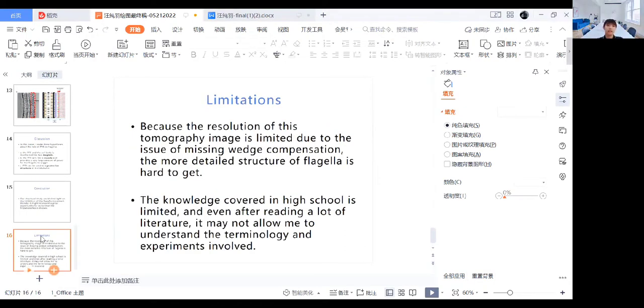That's all for my academic paper, and my paper also has some limitations. The resolution of the tomography image is limited, and since what I want to observe is really small, we cannot get very clear figures. The second is that the knowledge covered in high school is limited, and I read a lot of literature but cannot really understand the terminology and the experiments involved. So these two are the main limitations.